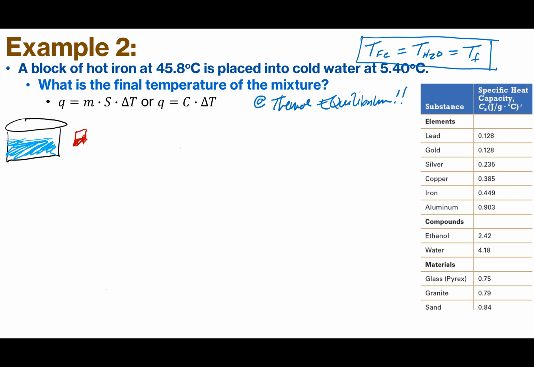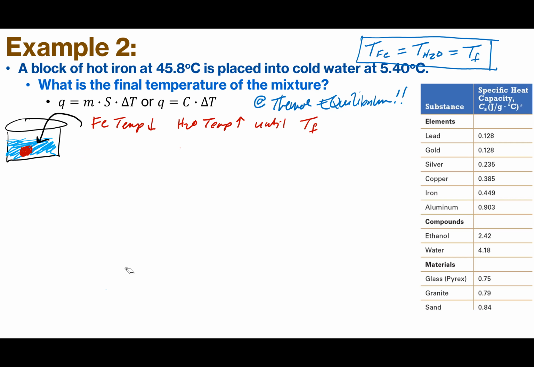We have our chunk of iron, and the iron gets put into the water. When it's put in the water, the hot iron transfers its heat into the water. So what's going to happen is the iron temperature should go down and the water temperature should go up until they're both equal at T final.